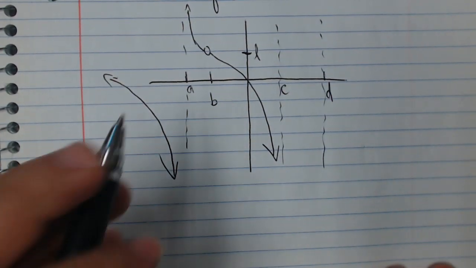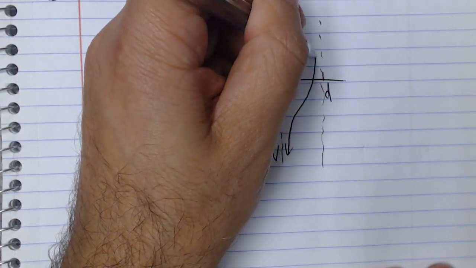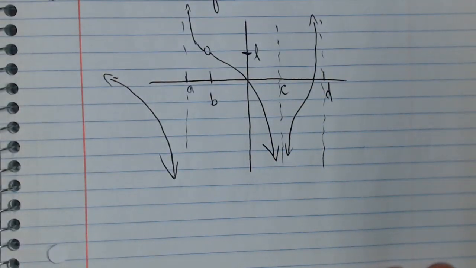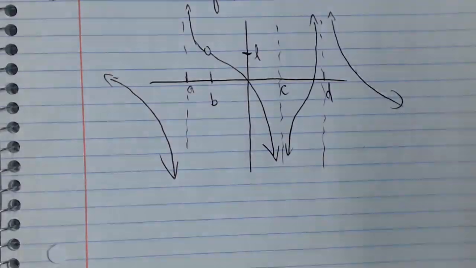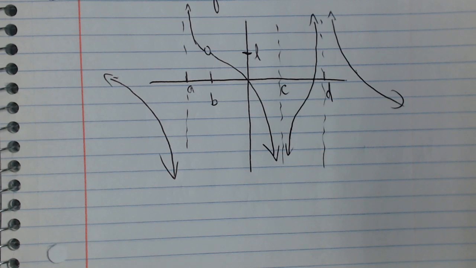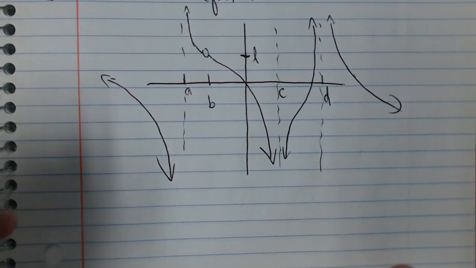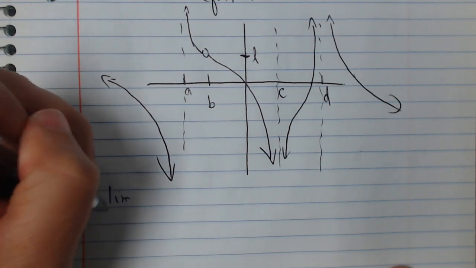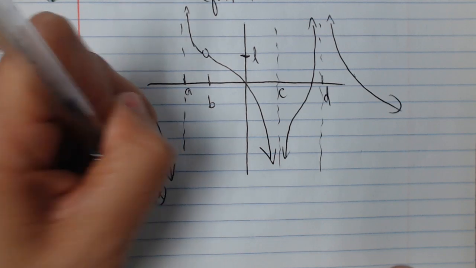And then at C, we have something like that. And finally, I have something like this. Okay, so here's what I want you to find, the following. And once again, you're probably better off pausing this and trying to answer these yourself, and then playing it again and seeing what your solution is.